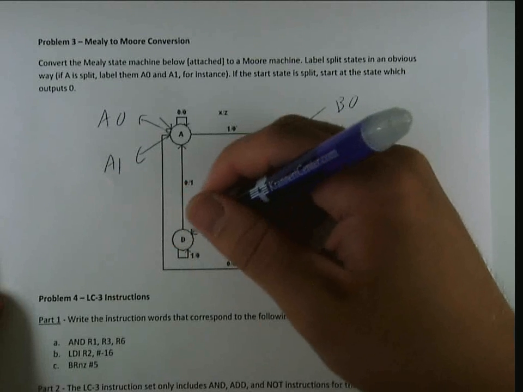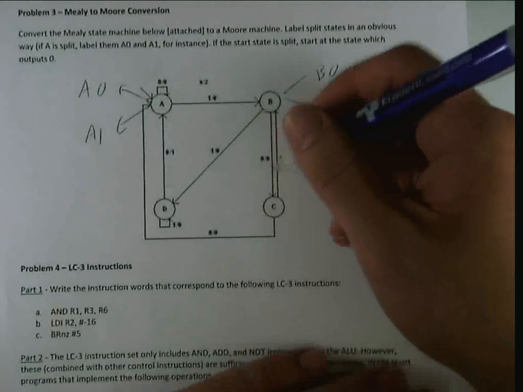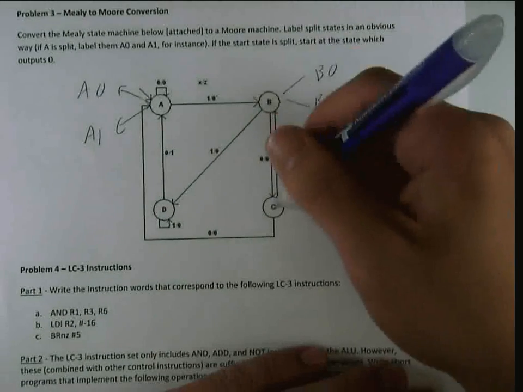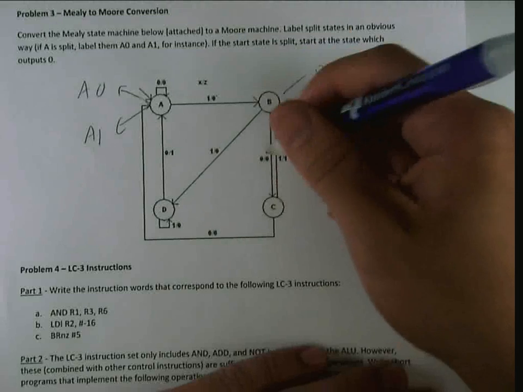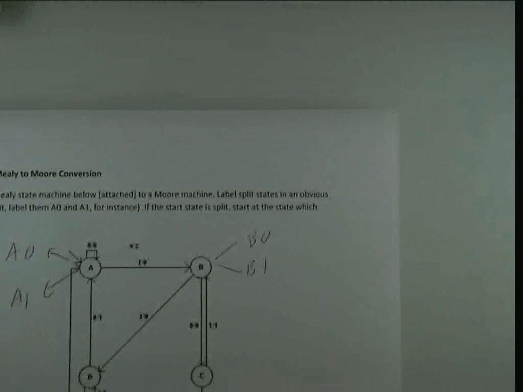So this one can stay the same, and here we've got only one transition coming into C, so it's 0. We can keep that. So what we're going to do is basically create our state diagram.